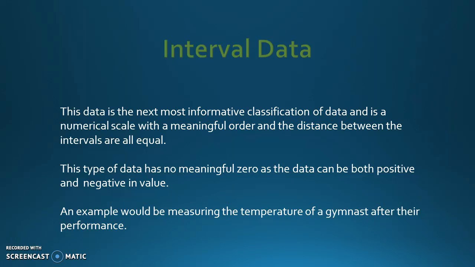Interval data is the next most informative and is a numerical scale with a meaningful order, and the distances between the intervals are all equal. So this can be represented in a graph, for example. This type of data has no meaningful zero, as the data can be both positive and negative in value. So an example would be measuring the temperature of a gymnast after their performance on the floor. This is because temperature, although after performance it may not be likely to drop below 0, can still drop below 0.